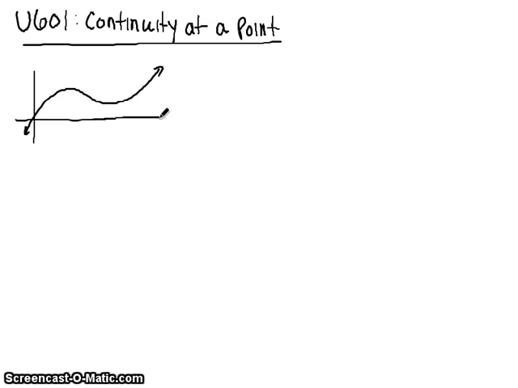In calculus, we are really only concerned about if a function is continuous at a certain point, not over the entire graph. So instead of looking at the entire graph, we'll look at, say, some point C, and we're going to have to decide, is the graph continuous at that point C? So for calculus purposes, continuity at a point is defined as follows.